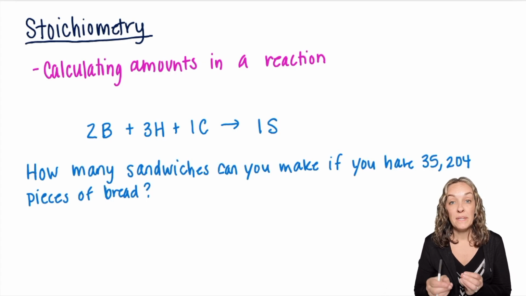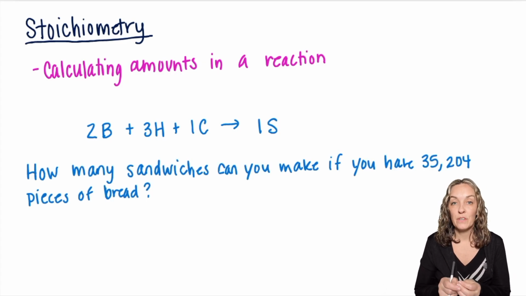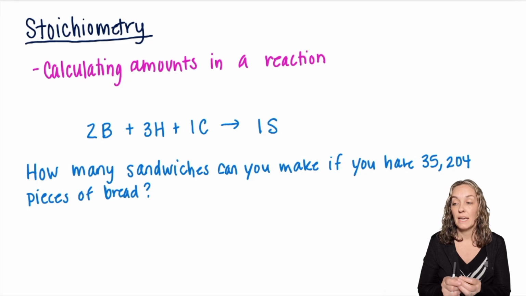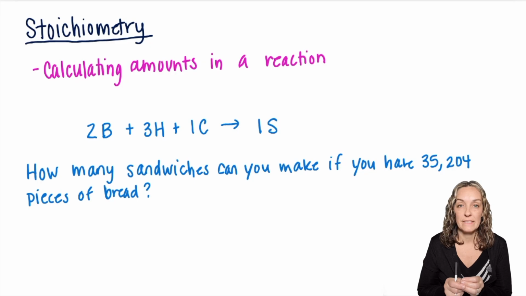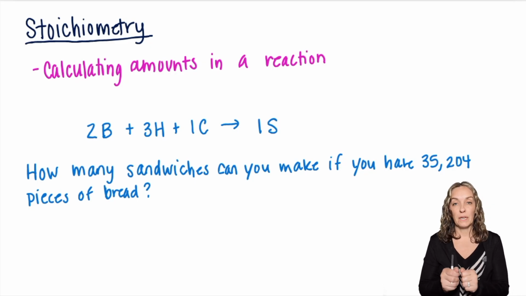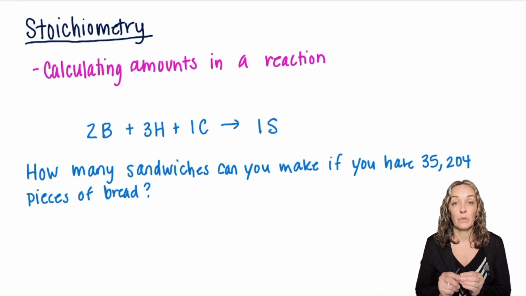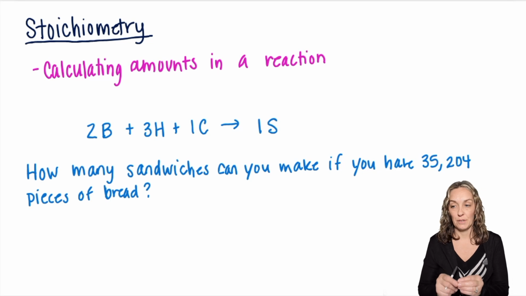So I'm going to use the recipe for my ham sandwich to figure out how many sandwiches I can make if I have 35,204 pieces of bread. Now, I know that you can pick up your calculator, or a lot of you can just do this in your head, but the setup here is going to be really key because this is the same setup that we are going to use when we start applying it to chemical reactions.